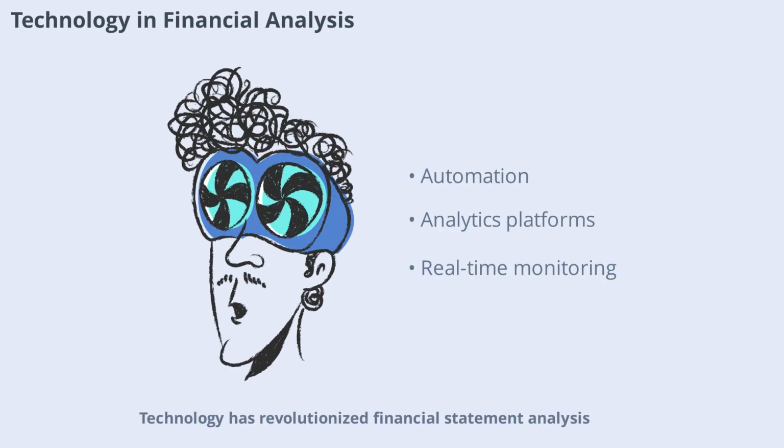Technology has revolutionized financial statement analysis. Modern software automates data collection, calculation, and reporting, improving accuracy and efficiency. Tools like spreadsheets, analytics platforms, and artificial intelligence help analysts uncover insights faster. Technology also supports real-time monitoring and forecasting, enabling proactive management. Embracing technology enhances the quality and speed of financial analysis, making it indispensable in today's business environment.